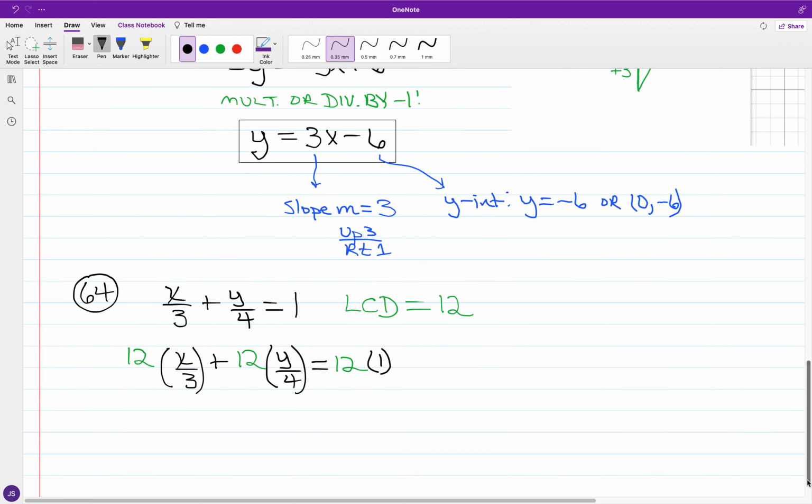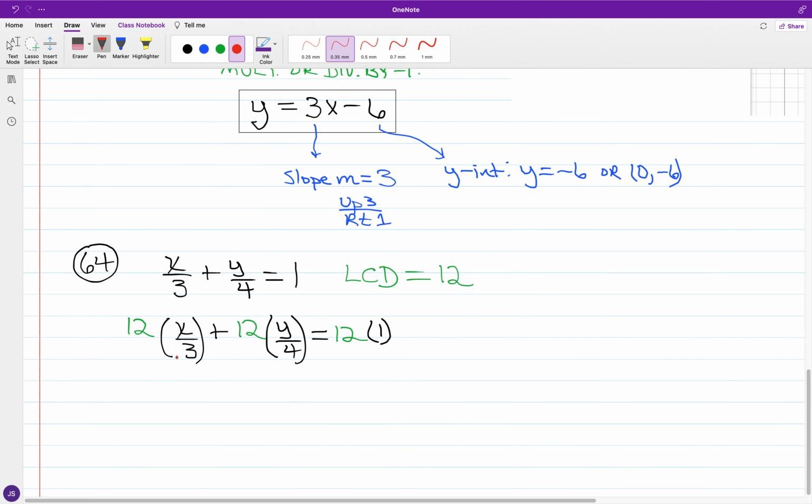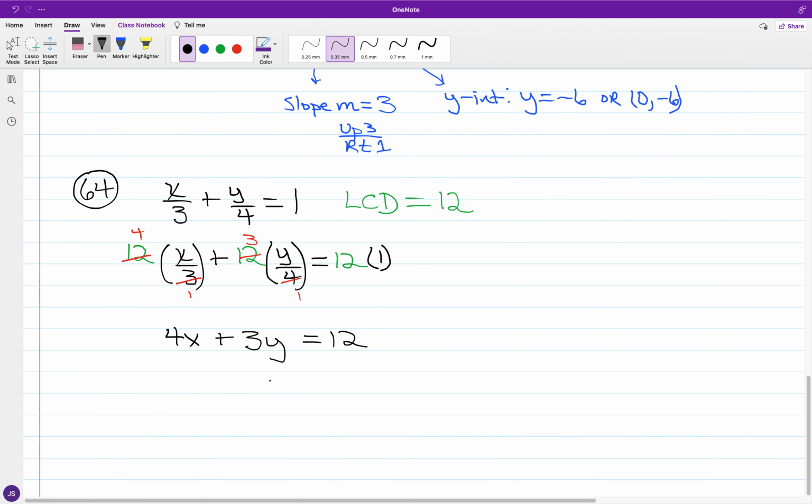So multiplying by 12, eliminating 3: 3 will go into 12 4 times, and so the x over 3 translates to 4x. Multiplying y fourths by 12, 4 will go into 12 3 times, and so y fourths becomes 3y. And to the right, we have 12 times 1, so it is equal to 12. So upon erasing the fractions, we have 4x plus 3y is equal to 12.